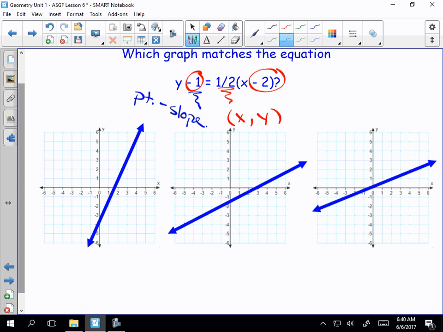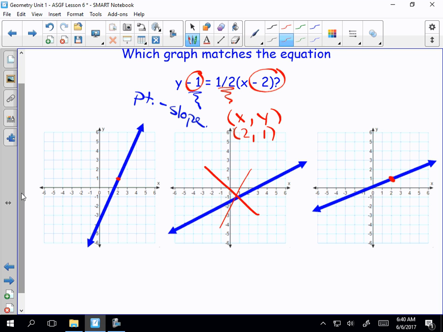So now, the one point we know about, remember, opposite of the value with the x, opposite of the value with the y, so our point here is 2, 1, and we have to see which of these graphs has a 2, 1 point. This one does, this one does. Okay, so those two graphs so far are in play. Okay, we can't use this graph, it doesn't go through that point 2, 1.